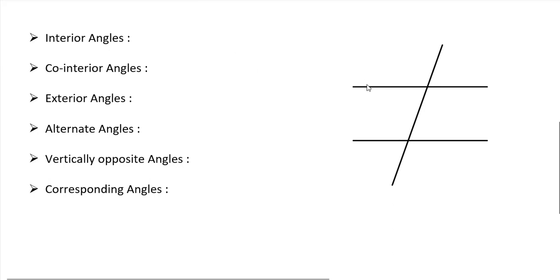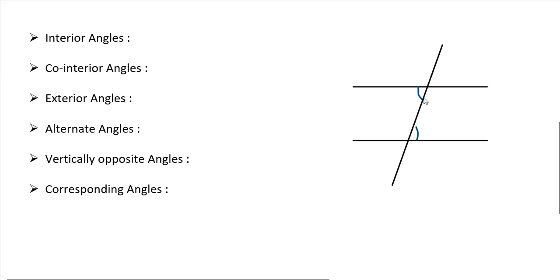Let us now understand what is alternate angle. For alternate angle, always remember to spot Z, because an alternate angle is always formed between two parallel lines cut by a transversal. So in this case, this angle and this angle will be an alternate angle.